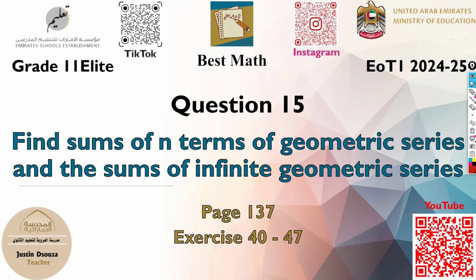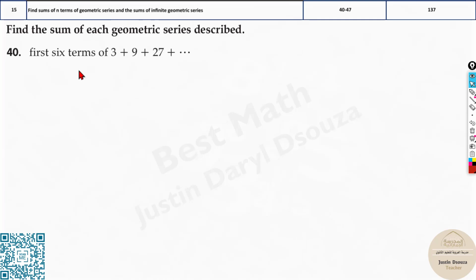Question 15 is to find the sum of a geometric series. Here we have been asked to find the sum of the first six terms, and a few terms are given. So let's first analyze what's known. The first term is considered to be A1, that is given. This is A1, A2, A3.